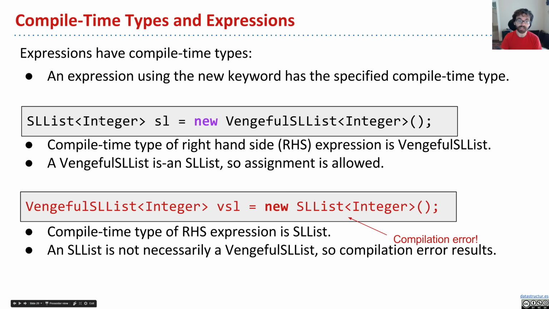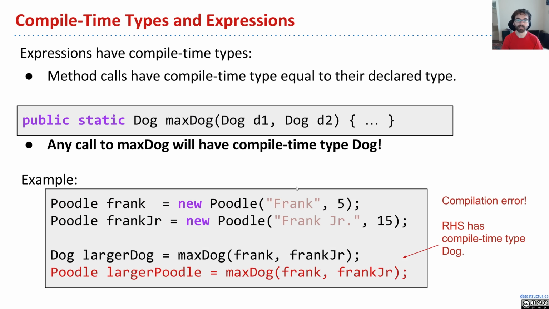Now, by contrast, if we create an S-list, this has static type S-list, and this has static type vengeful S-list, and it says, is an S-list a vengeful S-list? Well, sometimes, but not always. And so the compiler plays it very safe, and it says this is not allowed, and will crash. Now, we can have other types of expressions.